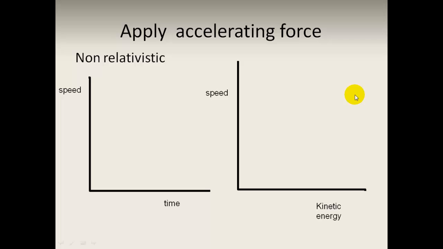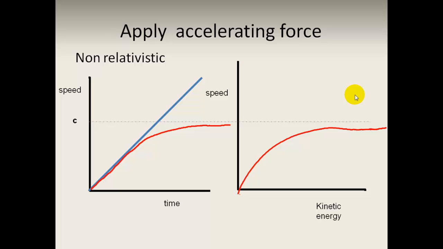Now, let's apply an accelerating force to a non-relativistic situation. As you increase the time, the speed increases, applying a constant force. F is equal to ma. The acceleration will be constant. The rate of change of speed is constant. However, relativistically speaking, what's going to happen then to the speed? As you increase time with a constant force, it gets closer and closer to c, but will never get there. It becomes more and more difficult to make this mass accelerate because it's getting bigger. And the same with the kinetic energy.